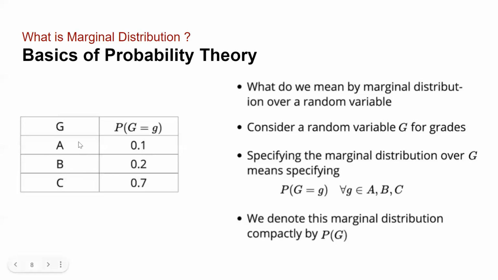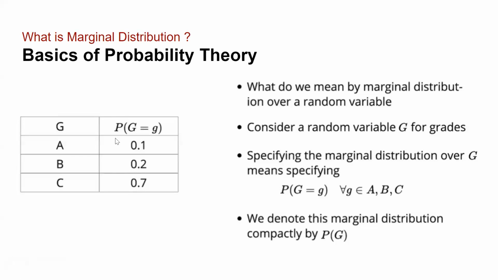So how do we read it? The probability of the experiment taking the random variable A is 0.1. The probability of the experiment taking the outcome random variable B is 0.2. So this table is mainly called a probability distribution.